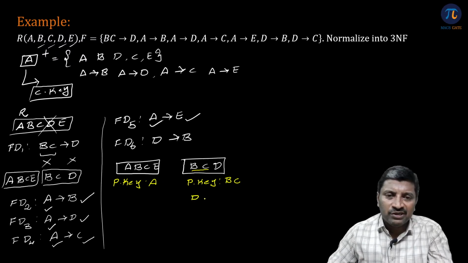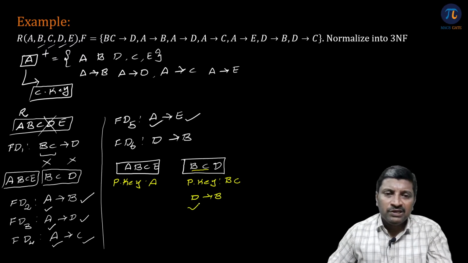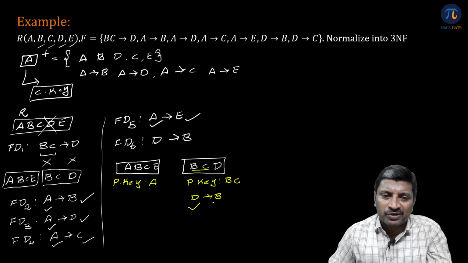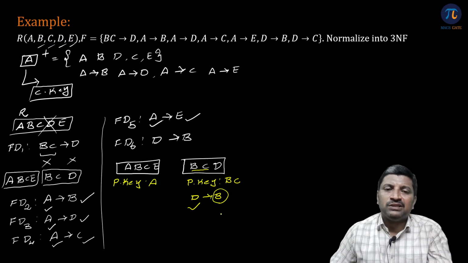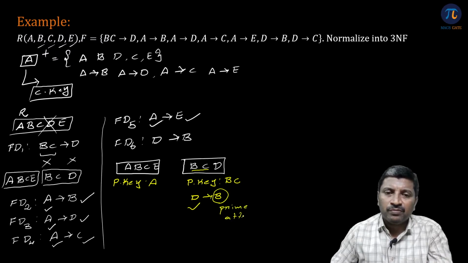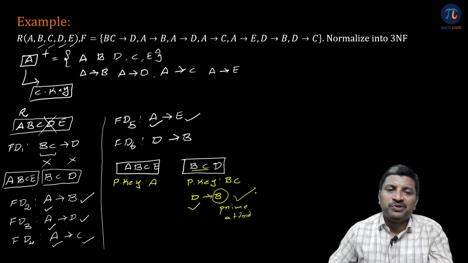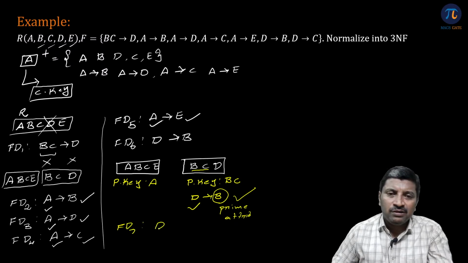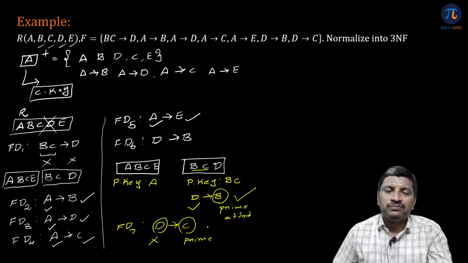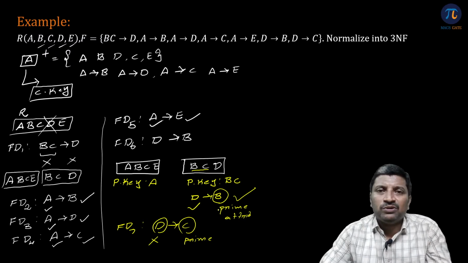Now, in this, we are having D implies B. Is the left side a super key? No, it is not a super key. But if you observe clearly, the right side is a prime attribute. So you can skip it. Similarly, what about the seventh functional dependency, sir? D implies C. The same story. Even though the left is not a super key, the right is a prime attribute. Clear, sir? So this is about the third normal form decomposition. Hope you understood it.